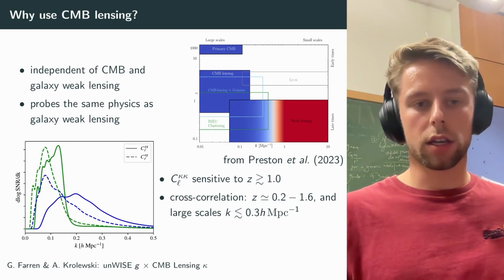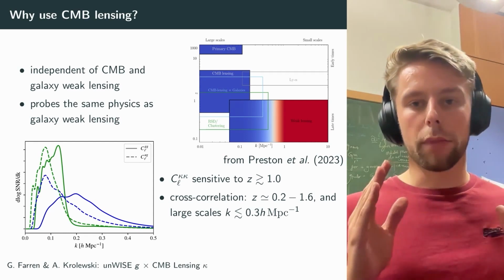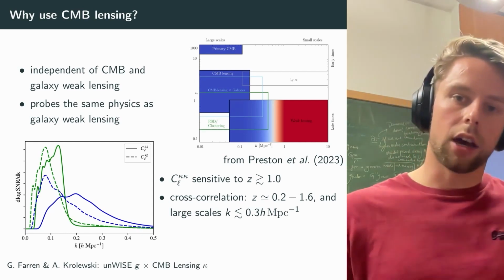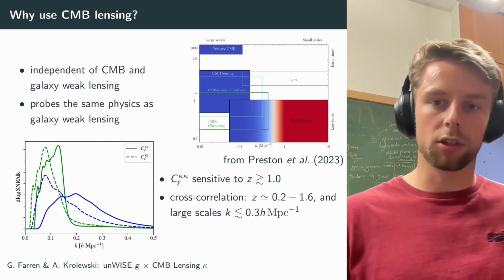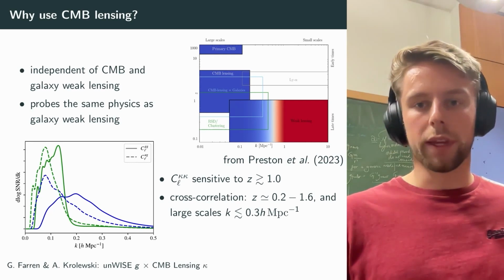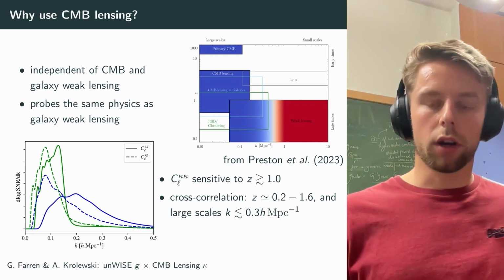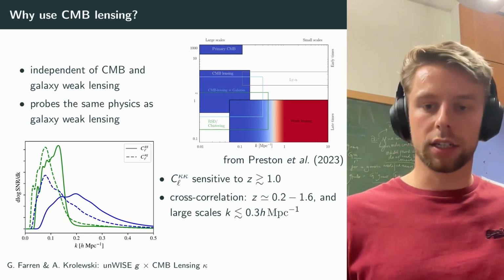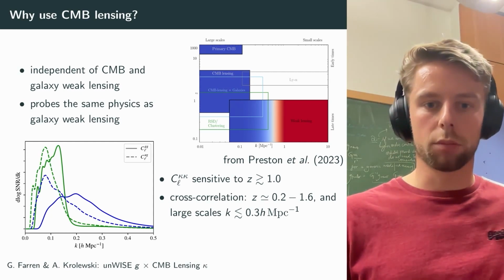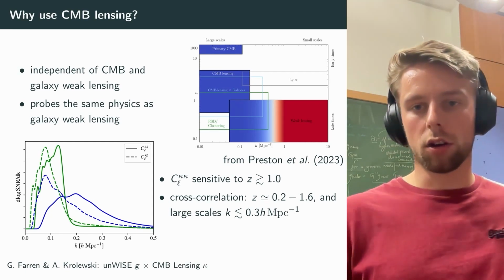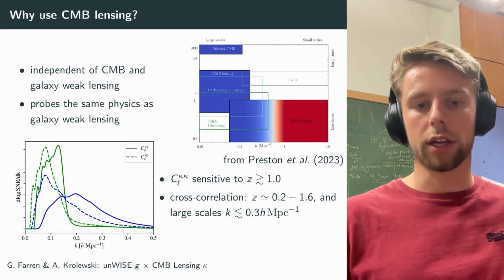Now, why do we want to use CMB lensing? CMB lensing is independent of galaxy weak lensing, but it probes the same physics. The main difference is that the autocorrelation is sensitive to higher redshift, upwards of redshift 1, while the weak lensing results will be below redshift 1. The cross correlation, on the other hand, lets you pick out a redshift slice that you're interested in. In our case, we are mostly sensitive to the redshift range between 0.2 and 1.6, but still on relatively large scales, smaller than k of about 0.3 h per megaparsec.